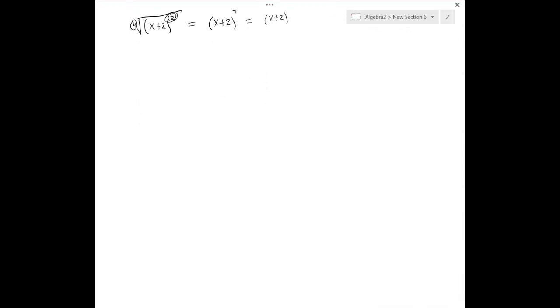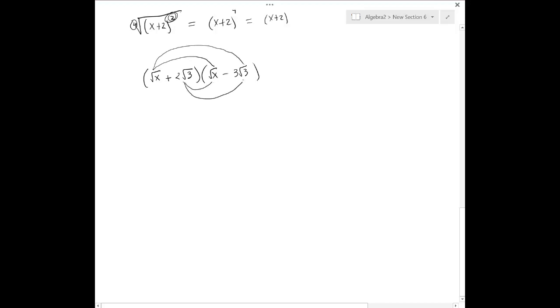A binomial is one of the multiplications where you're going to have to FOIL. It looks like this: the square root of x plus 2 square roots of 3, and then the square root of x minus, let's say, 3 square roots of 3. I'm going to FOIL, which means I multiply this times this, this times that, this times this, and then this times that. I'm going to label these multiplications 1, 2, 3, and 4.